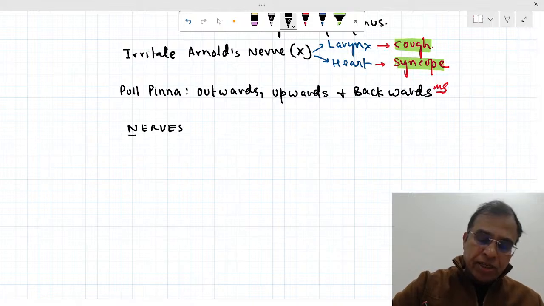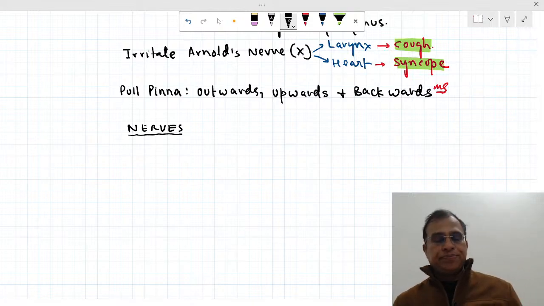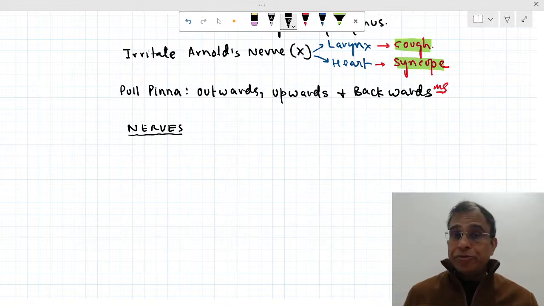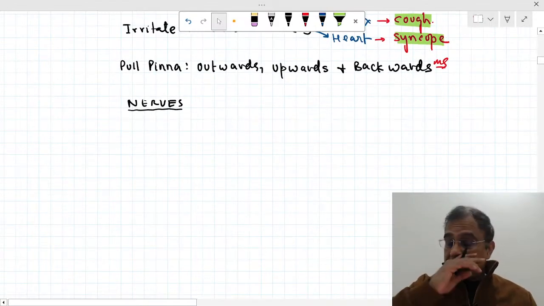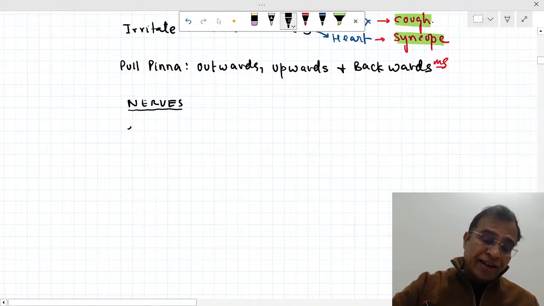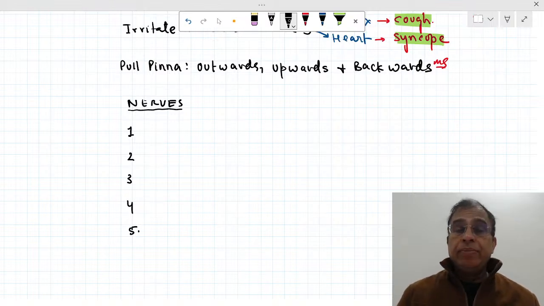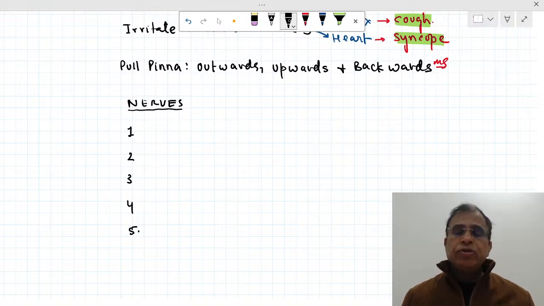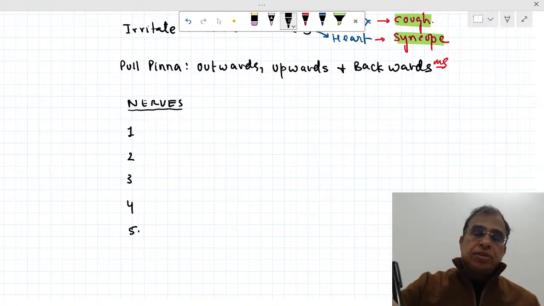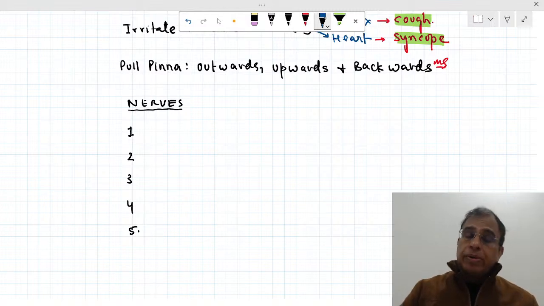Nerve supply of the external ear. One nerve you know already, Arnold's nerve, but there are 4 more nerves. So a total of 5 nerves. See, 5 names to remember, and remembering 5 names is never easy, isn't it? So we always devise tricks on how to remember.